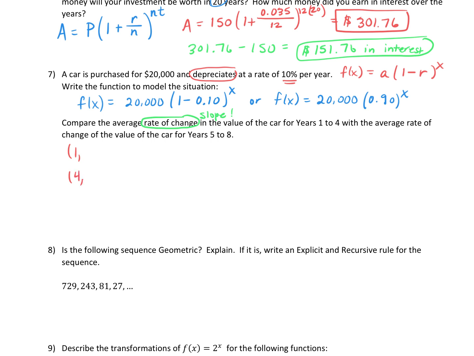We need to get these ordered pairs for this function. You can do this two ways. You can plug in a 1 and a 4 for the x, or you can go to a graphing calculator and type in your function. When you do that, then you just go to the table of values and you can scroll through and find those ordered pairs. So when x is 1, y is 18,000. And when x is 4, we have 13,122.